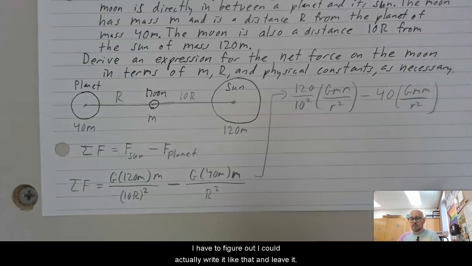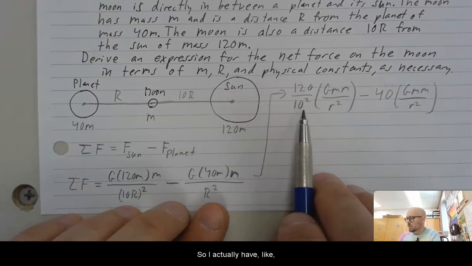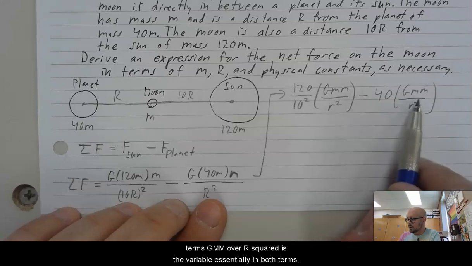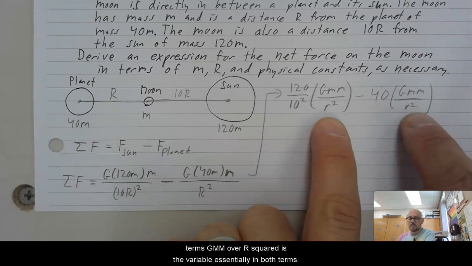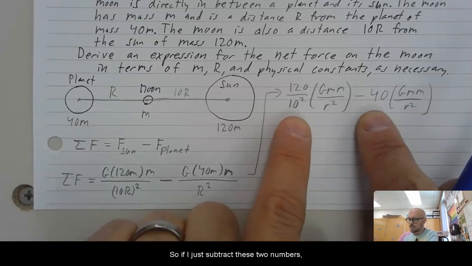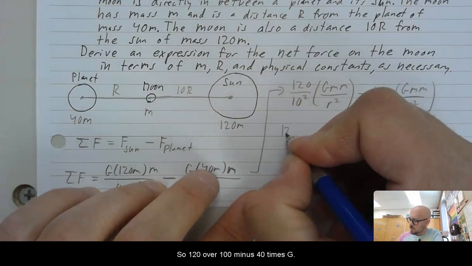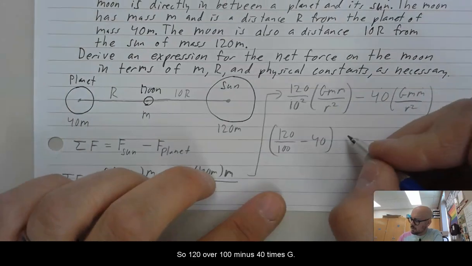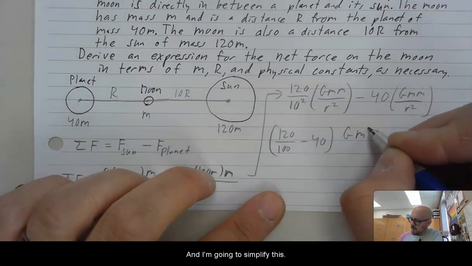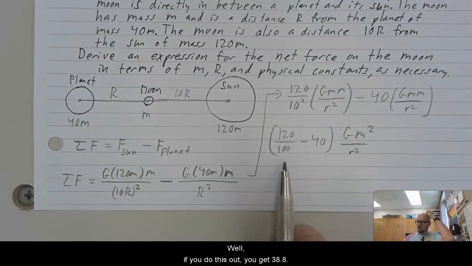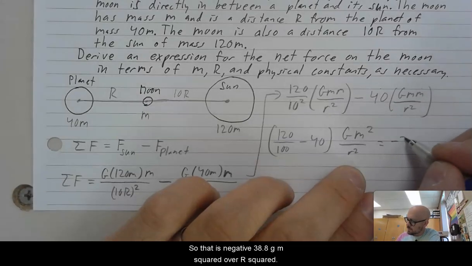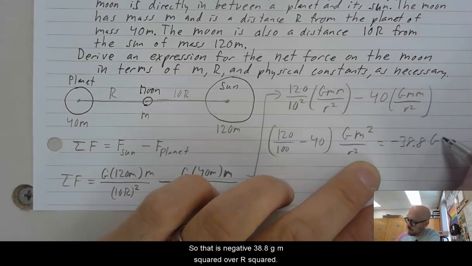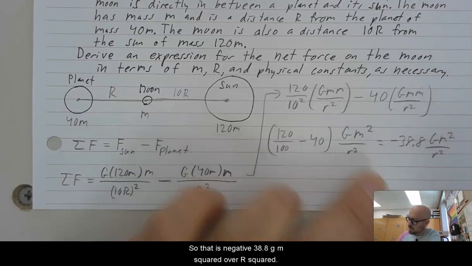I can actually write it like that and leave it, but I want to work the numbers a little bit more. So I actually have like terms. G m squared over r squared is the variable essentially in both terms. So if I just subtract these two numbers, then I can get my answer. So 120 over 100 minus 40 times G, and I'm going to simplify this, m squared over r squared. Well, if you do this out, you get 38.8. So that is negative 38.8 G m squared over r squared.